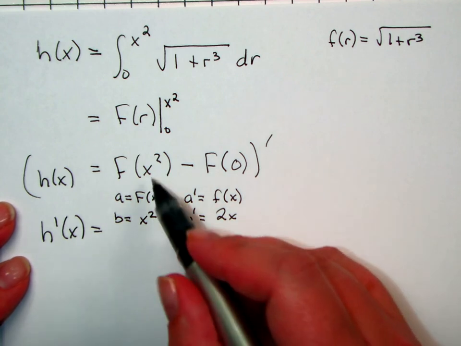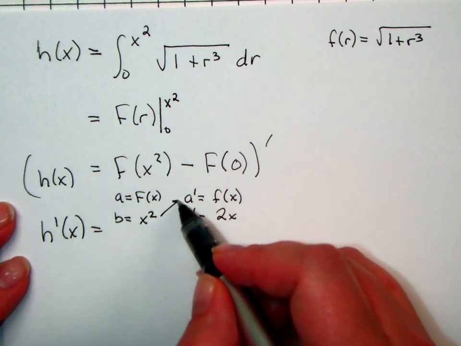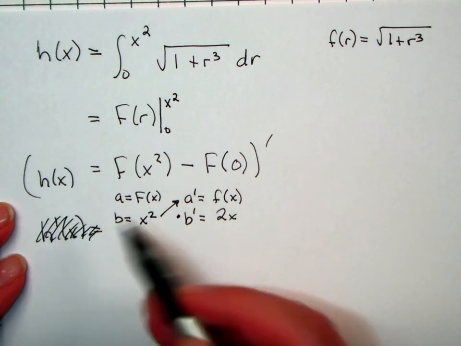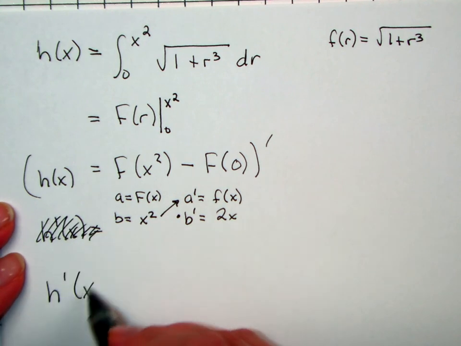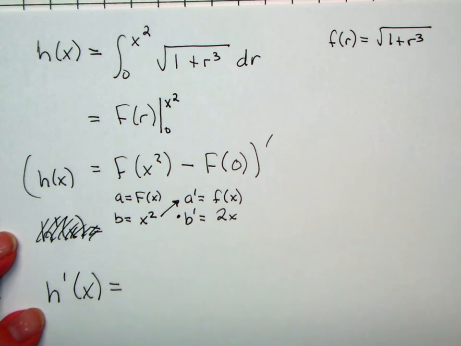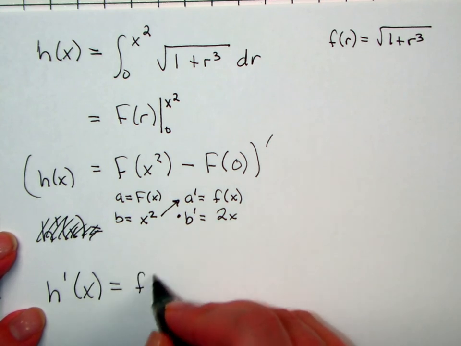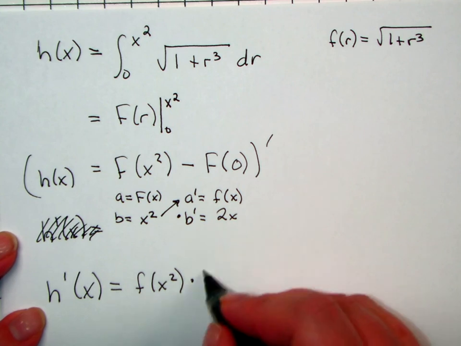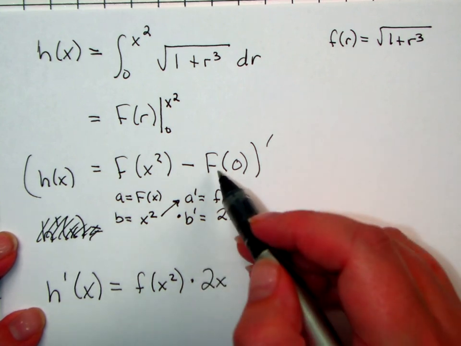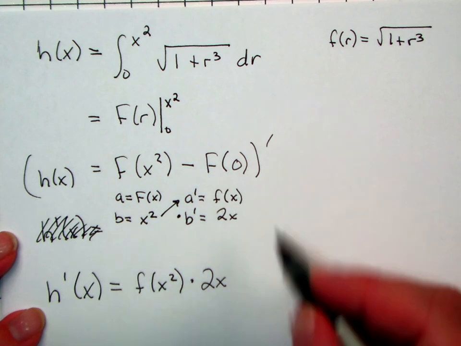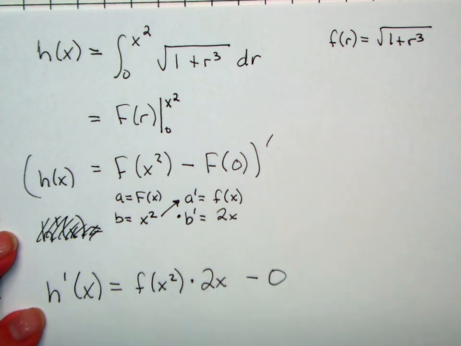So in order to differentiate this, I'm going to plug b into a prime, multiply times b prime. I should have written h prime. All right, so I'm going to do the chain rule here. Plug x squared into little f. So I'm going to get little f of x squared, but I need to multiply it times b prime, which is 2x. And then the antiderivative evaluated at 0 is a constant, and the derivative of a constant is 0.